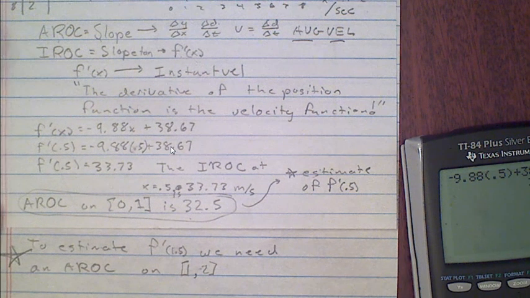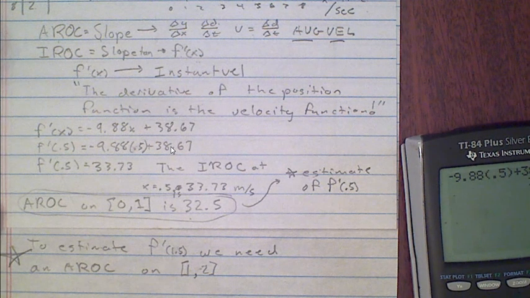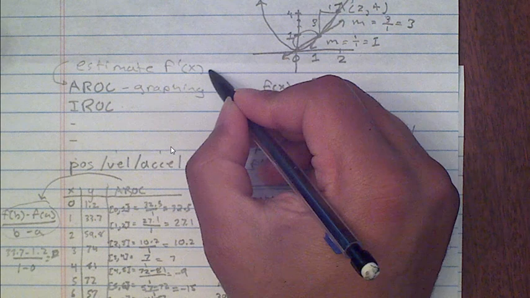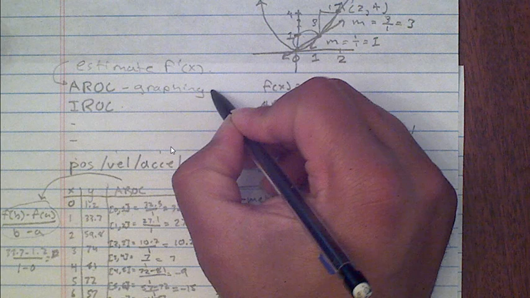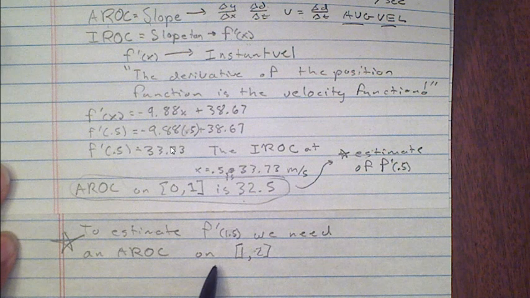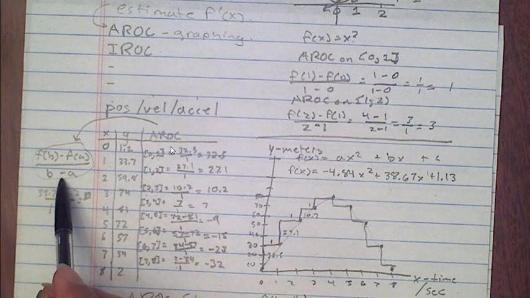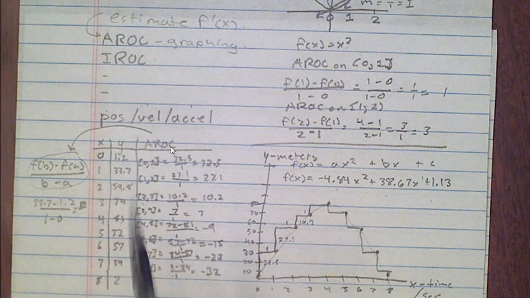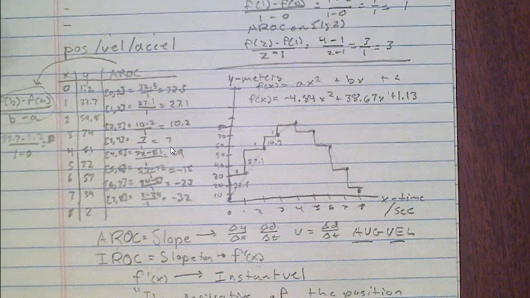Alright, so let's spiral back. What do I want you to be able to do? I want you to be able to estimate f prime of x with the average rate of change. We talked about it. Here's our verbal. This is what we do. That's the formula, essentially. Average rate of change is this formula. We want to be able to graph the average rate of change. Well, we haven't done that yet, so let's do it now.